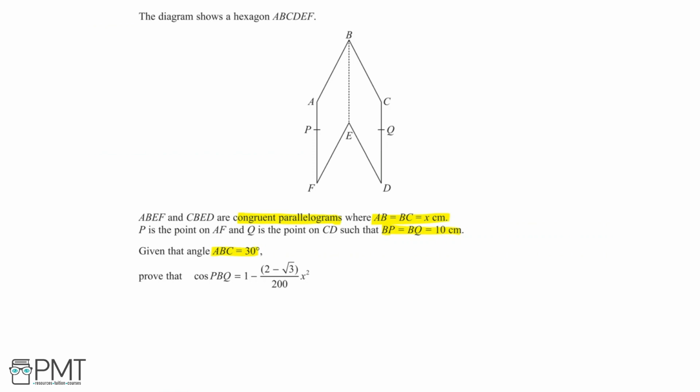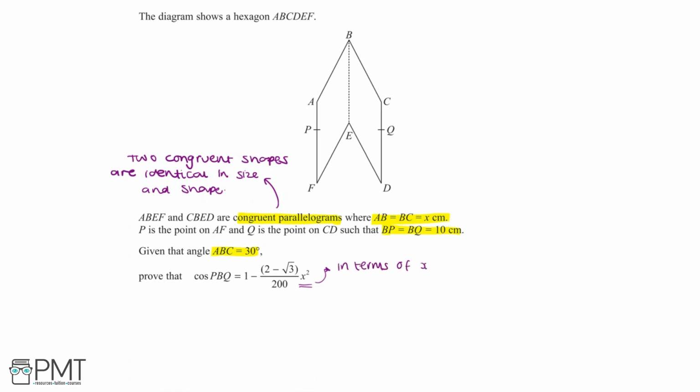So let's start by defining some key terms. If two shapes are congruent, that means they are identical in size and shape. And now we also need to prove that cos PBQ equals 1 minus (2 minus root 3) over 200 x squared, and the x squared suggests that our answer will be in terms of x. So where we're told that AB equals BC equals x centimeters, we don't really need to find out what x is, because our answer is in terms of x.